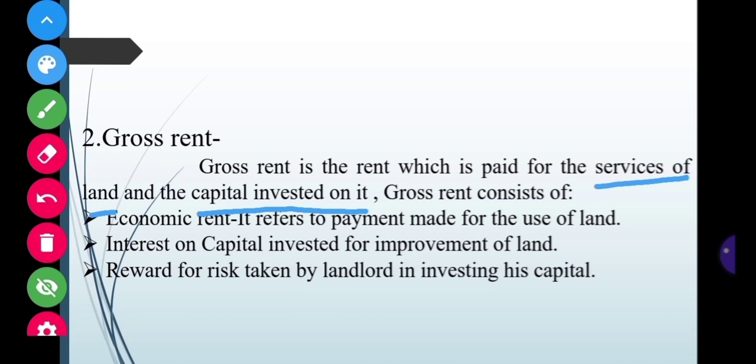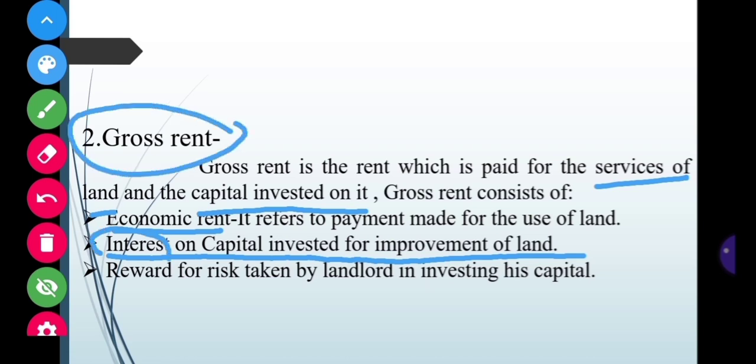The first one is economic rent itself. It means it is a payment made for the use of land. And the second one, interest on capital invested for the improvement of land. Whatever capital or amount is invested on the improvement of the land or to increase the capacity of the land, for that we pay some reward in the form of interest, and this is also included in the gross rent. This is the second one.